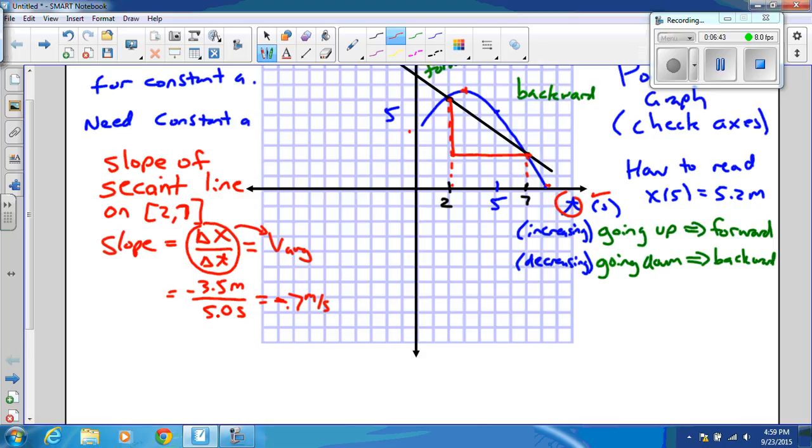Now, what if I do a tangent line? To do a tangent line, such as right here, at t equals 5, looks like it's t equals 4.5, right there. So the slope of the tangent line, I'll do that in a different color.